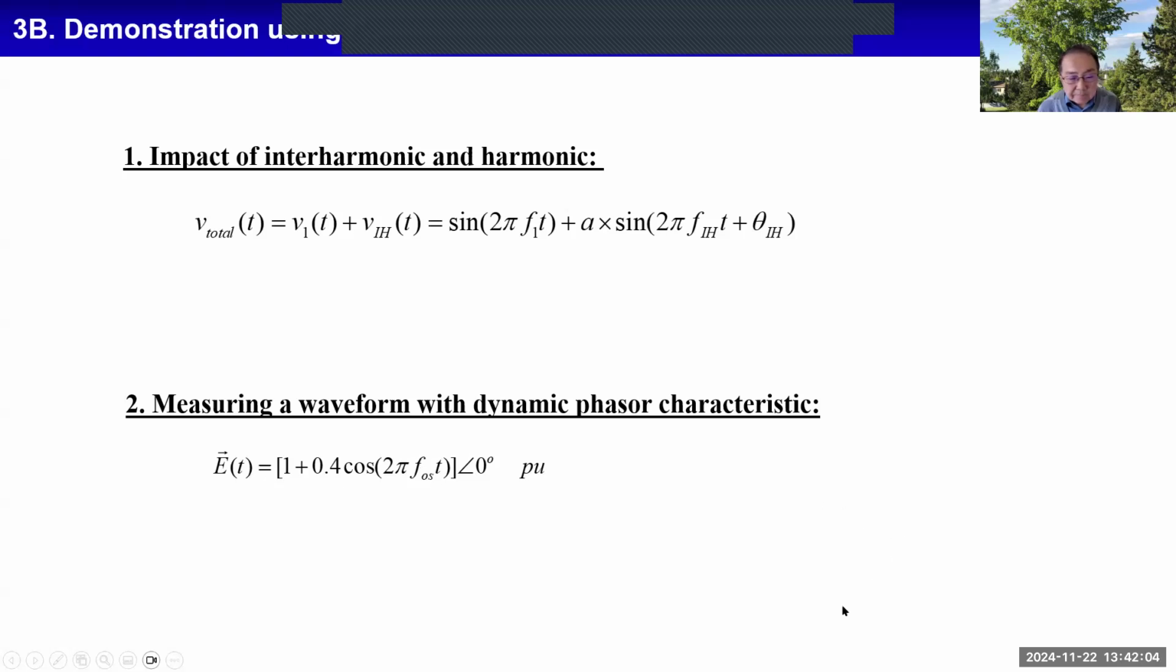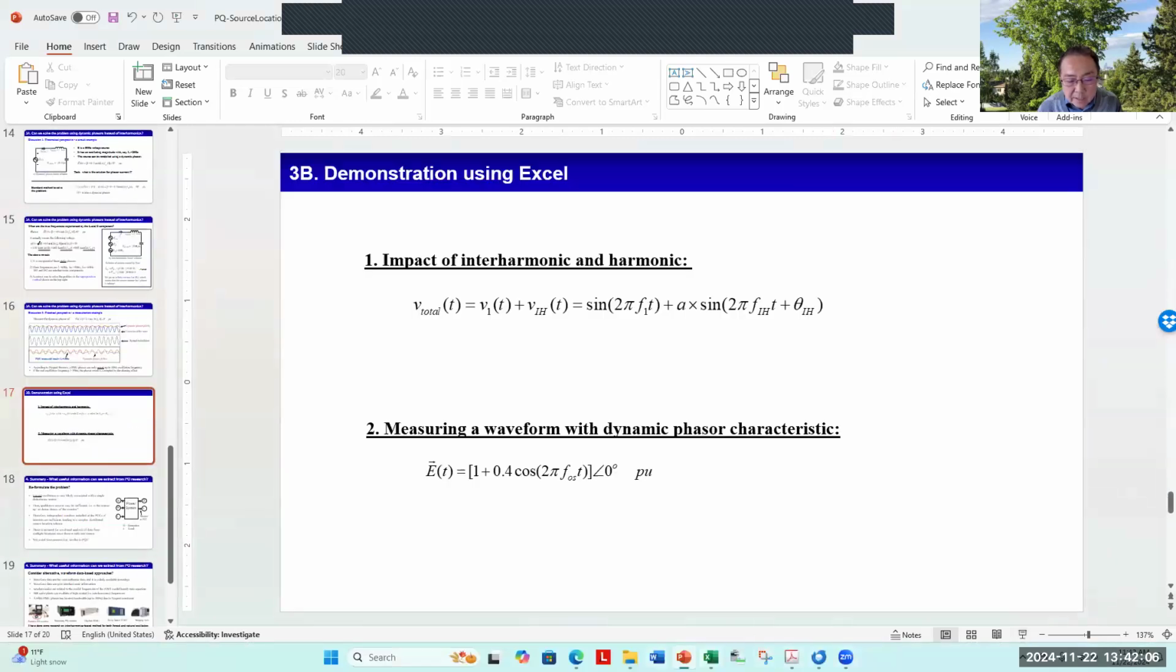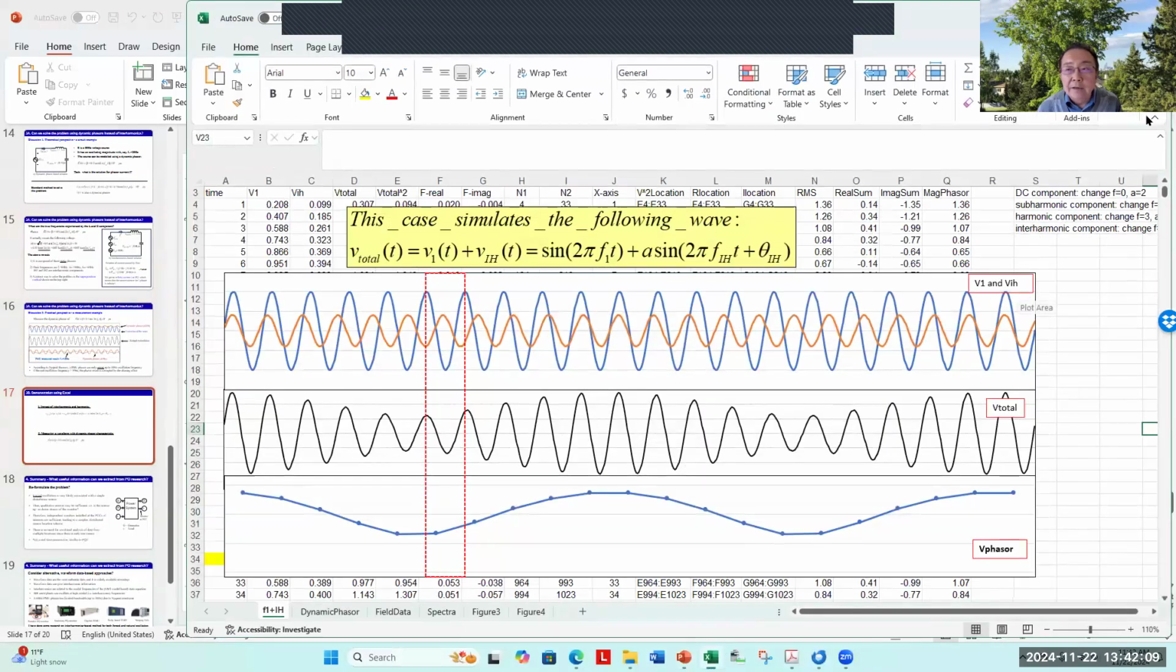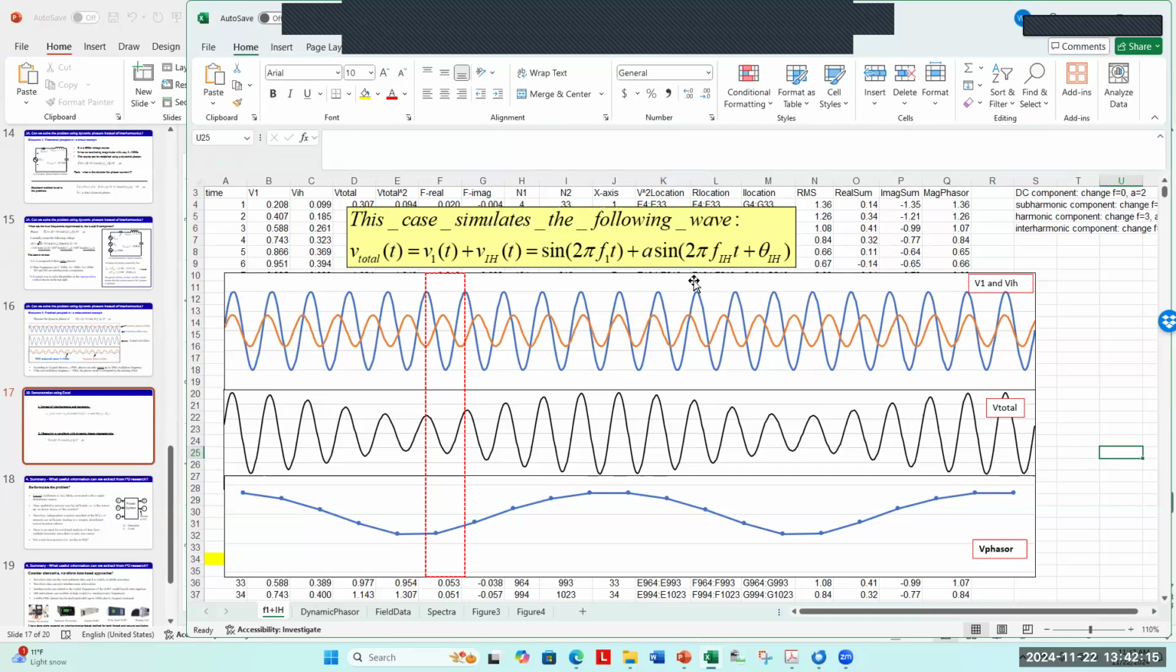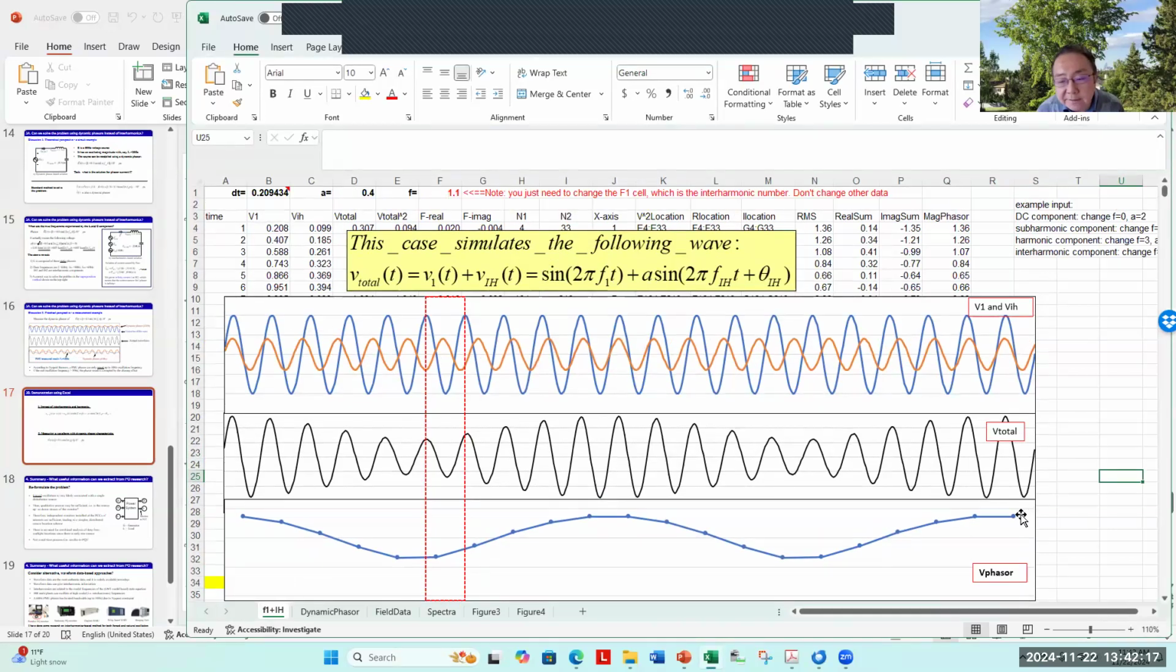Let me turn on my Excel. Can you see this Excel now? Yes. Okay, so basically, I will share this Excel with everybody. This is to simulate these two waveforms added together. I just copied one case into my PPT.